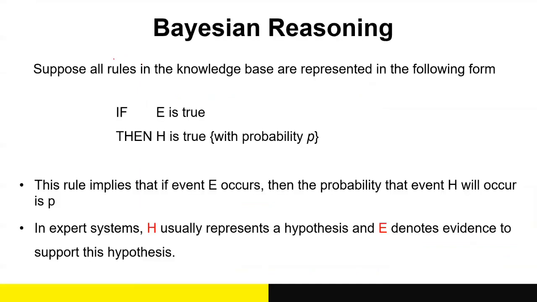So Bayesian reasoning. Suppose all rules in the knowledge base are represented in the following form: if E is true, then H is true with probability P. So last time, we only had if-then statements, but now it is with probability P. This rule implies that if E occurs, then the probability that event H will occur is P. In expert systems, H usually represents the hypothesis and E denotes the evidence.